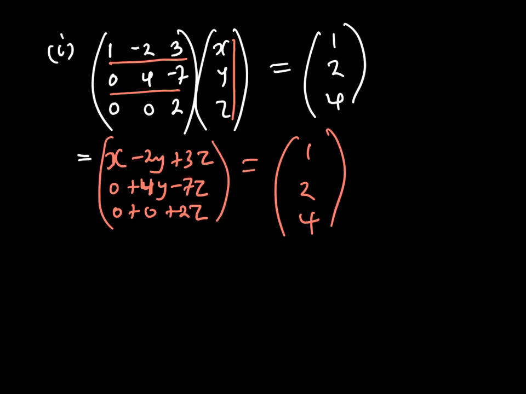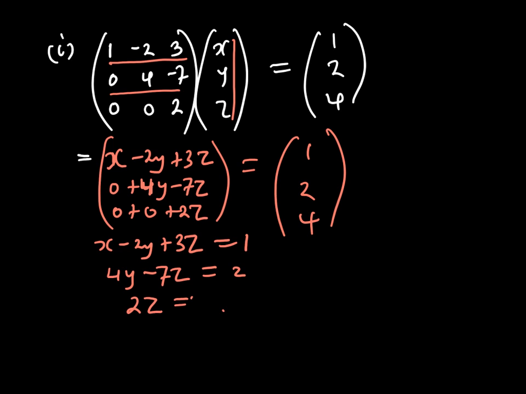So what do we get? X minus 2y plus 3z. This is where the concept of equal matrices comes into use, because we say that two matrices are equal, okay, if the corresponding elements are the same, and the two matrices have the same order. And this is a 3 by 1. Both of them are 3 by 1s. So this must be equal to 1. Okay. Then we have 4y minus 7z must be equal to 2. The good news is that 2z is equal to 4.